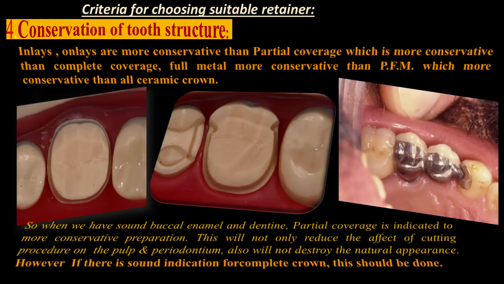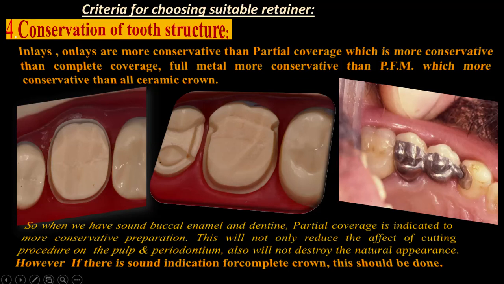Conservation of tooth structure. Definitely inlay and onlay are more conservative than partial coverage. Okay, and partial coverage is more conservative than complete, or full metal is more conservative than porcelain fused to metal, which is more conservative than all ceramic crown restoration. مثل ما نشوف full metal طبعا هنا هذه الانلي more conservative than partial، with partial coverage more conservative than metal، والmetal more conservative than all ceramic restoration، ومور conservative than porcelain fused to metal restoration. زين.